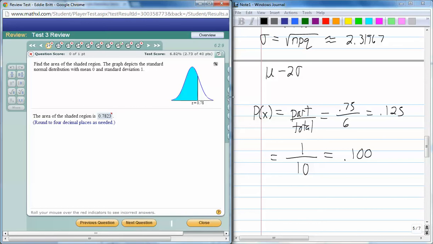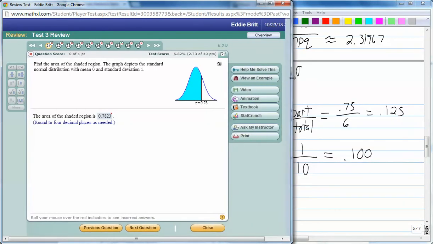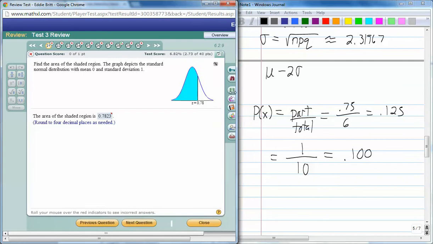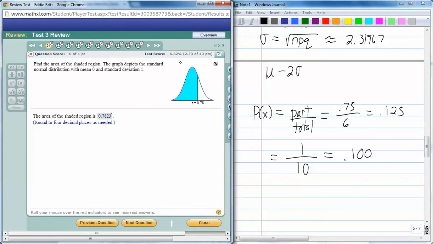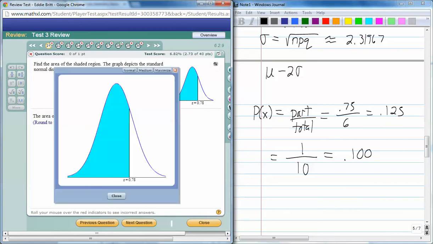Now, the first thing that I've noticed about these problems when I was looking at them earlier was that they're shaded from left to right. Well, this one is, and you can look at it.